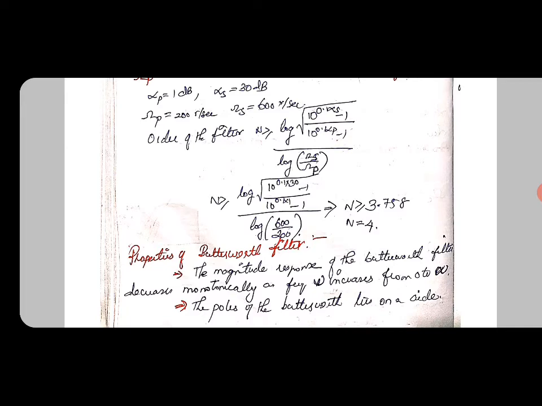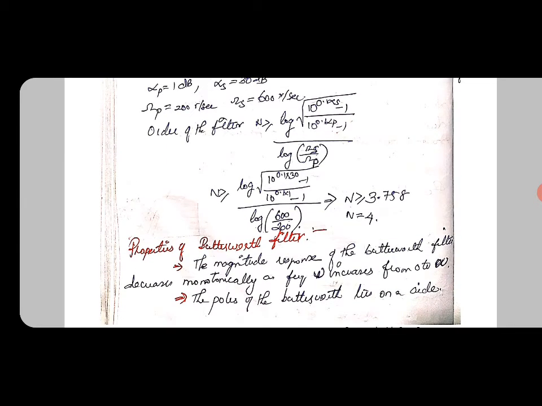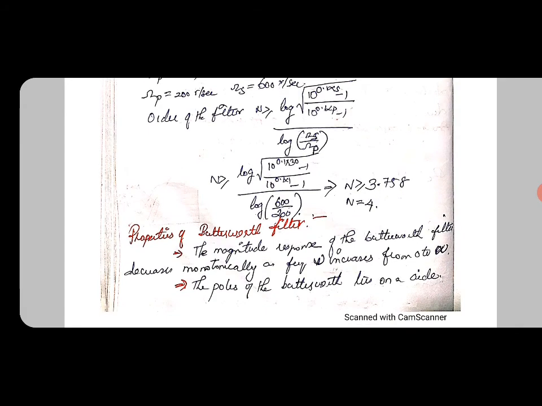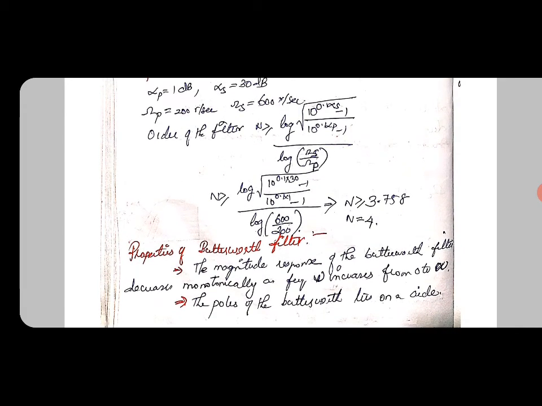We can see some of the properties of the Butterworth filter. The first property: the magnitude response of the Butterworth filter decreases monotonically as the frequency omega increases from 0 to infinity. The second: the magnitude response of the Butterworth filter closely approaches the ideal response as the order n increases. And the third property: the poles of the Butterworth filter lie on a circle.